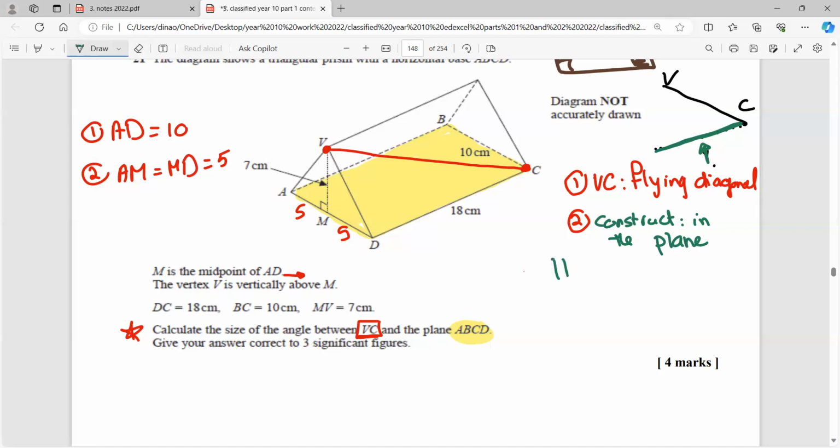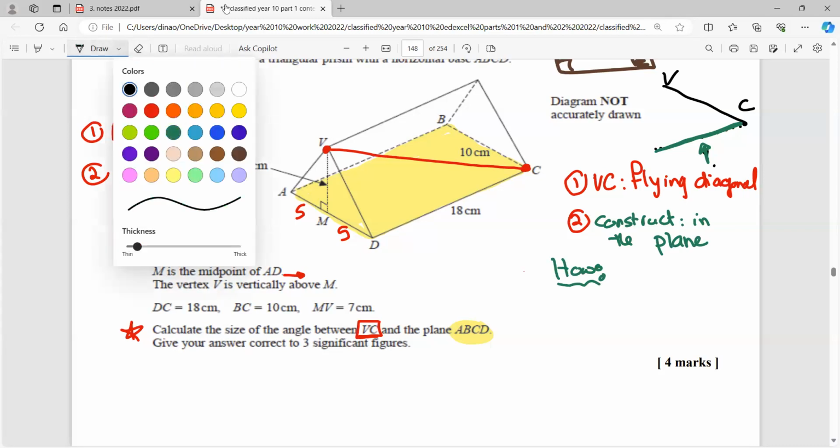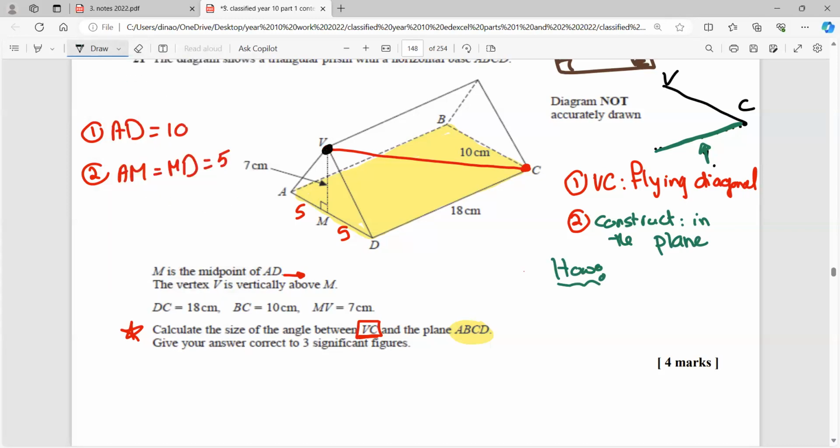How do I do that? Very, very easy steps. From the highest point, drop a perpendicular to the plane.